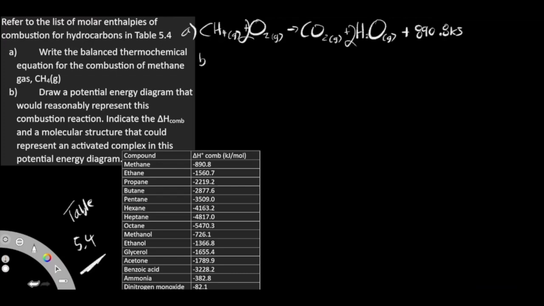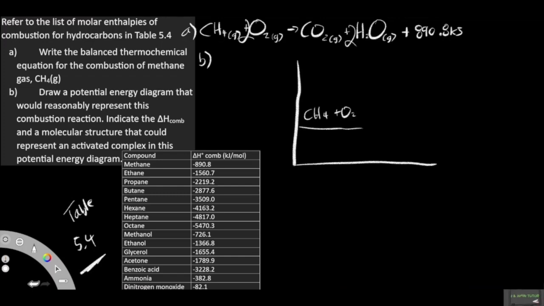So now we're going to do B, draw a potential energy diagram. So if I were to draw this out like this, okay, draw a potential energy diagram that reasonably represents this combustion reaction. So obviously here we have our CH4, and we've got to add it with our oxygen.